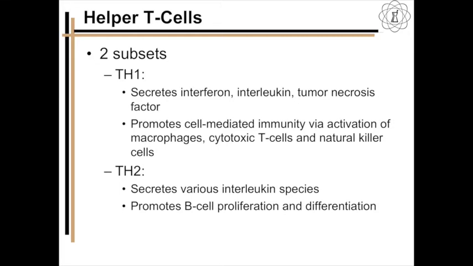So if you look here in this slide, there are actually two different types of helper T cells. The first one, Th1 or helper T cells 1, secretes various substances: interferon, interleukin, tumor necrosis factor, complement, things like that, that basically say, hey, I need help.